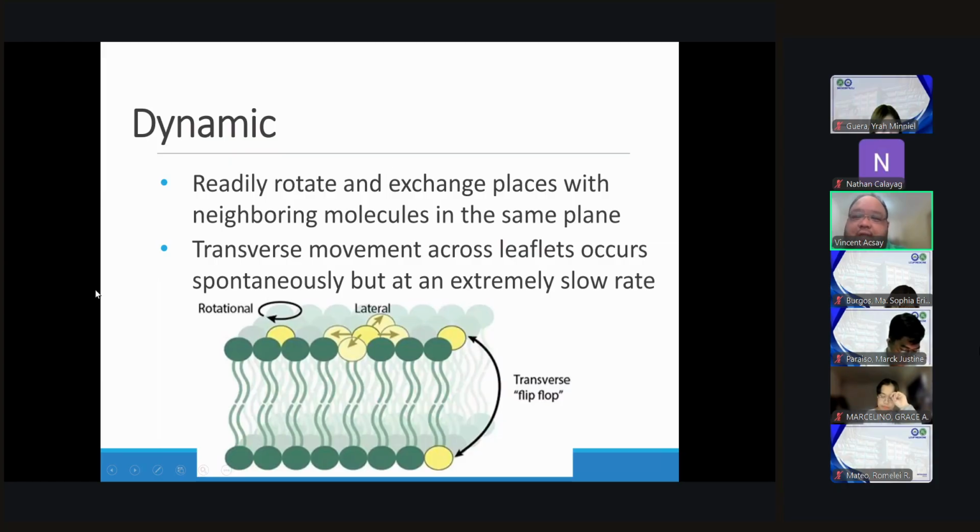And of course, being dynamic, when they are able to move around, they can readily rotate, exchange, move laterally, forward and back within the same plane. The transverse movement across leaflets can occur spontaneously without your flippases and scramblases, but at a rate that is extremely slow and non-observable. What is worth mentioning here is they can happen spontaneously.